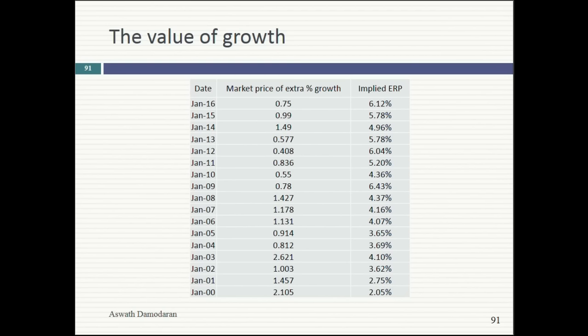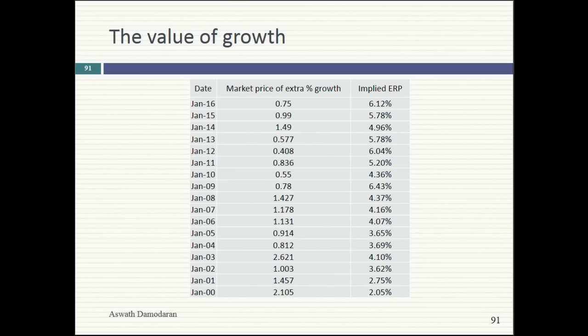Now, one other number that comes out of the regression that I've kept track of over time is the coefficient on growth. In January 2016, that coefficient was 0.75. So every 1% increase in growth translates into an increase in P/E of 0.75. And as you can see, the number has changed over time. So one way to read that number is that's what the market is willing to pay for growth.